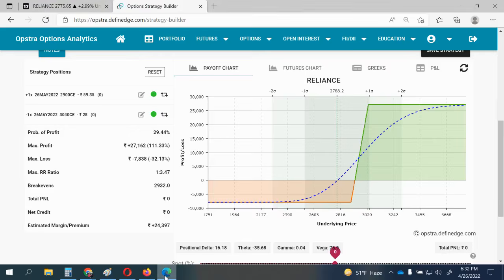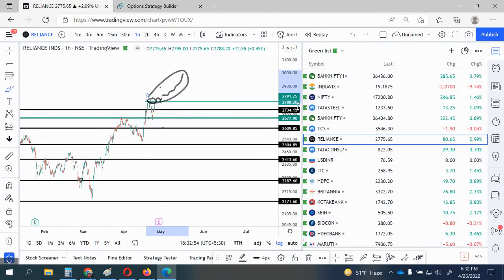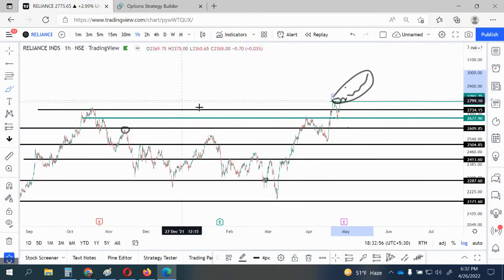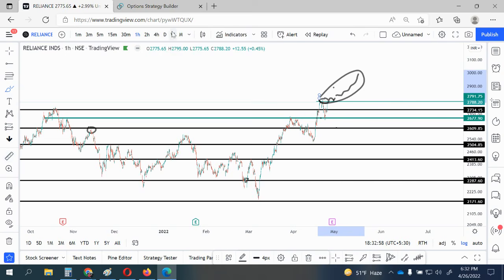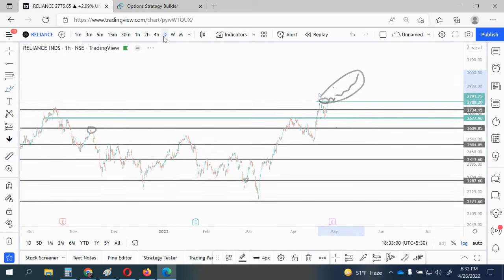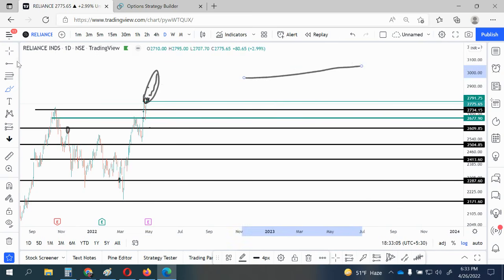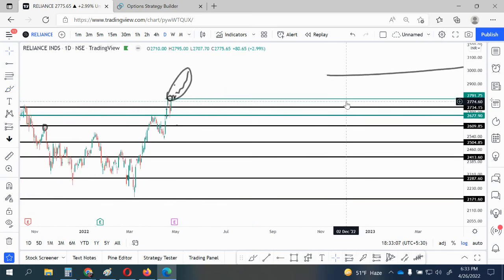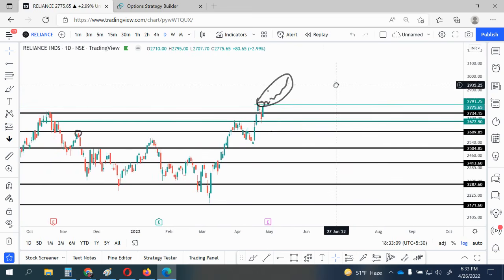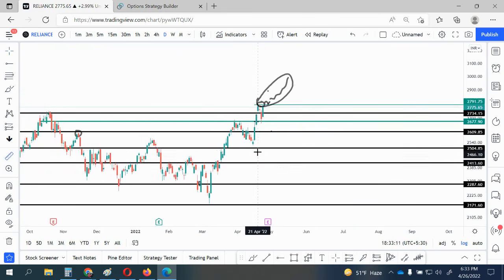Let me take you back to the chart of Reliance. So don't you think, just see the moment, right? I'll go to daily time frame. See the potential that Reliance has. I'll take this move. See, within 4 days, it made 10%. Look at the top box, right? It made almost 11% in 4 days.